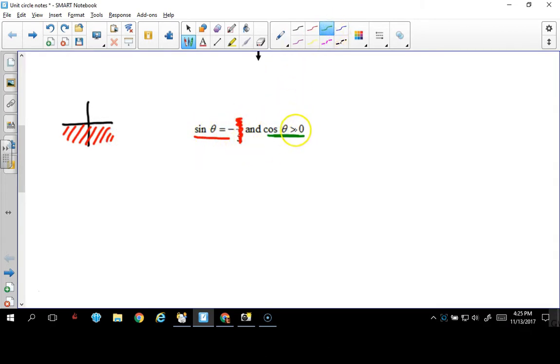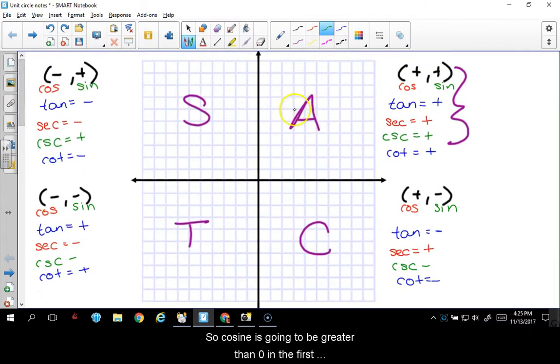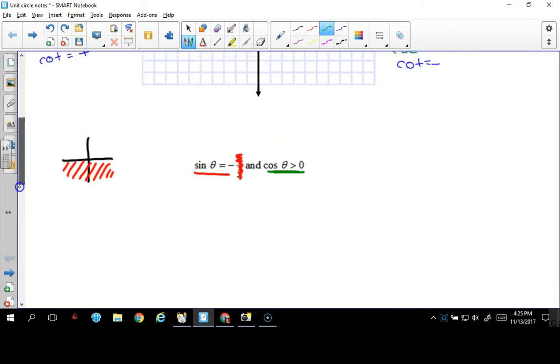And cosine is greater than 0. So cosine is going to be greater than 0 in the first quadrant and the fourth quadrant.